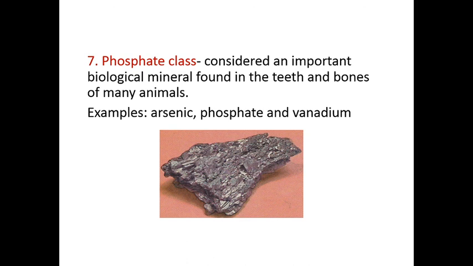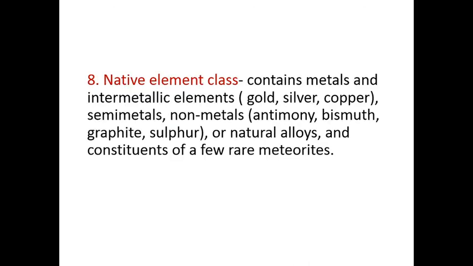And then we have the phosphate class. The phosphate class is considered an important biological mineral found in teeth and bones of many animals. Examples are arsenic, phosphate, and vanadium. So phosphates make your teeth hard. It's a phosphate mineral.